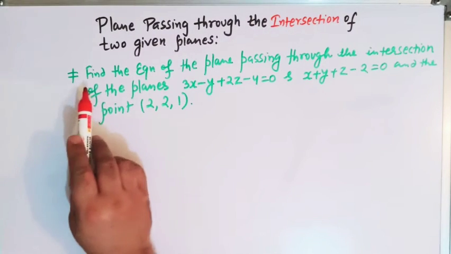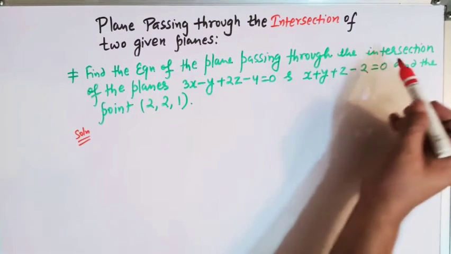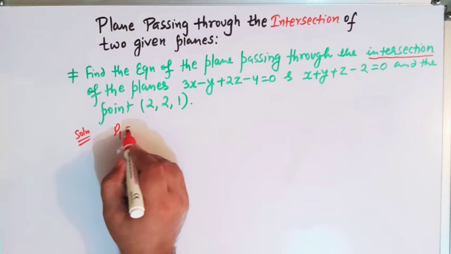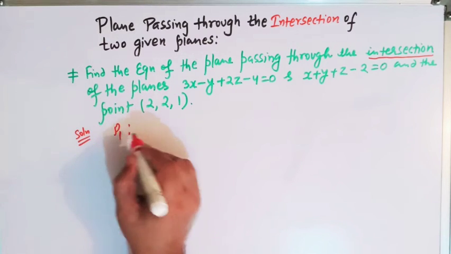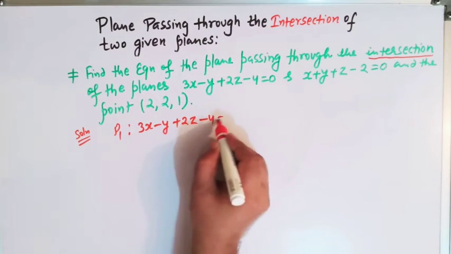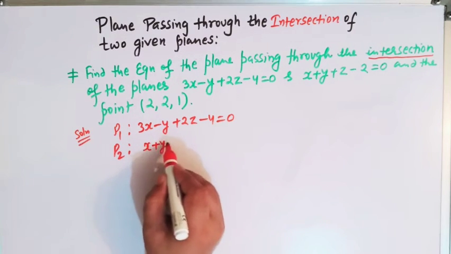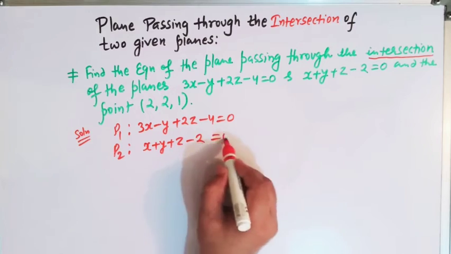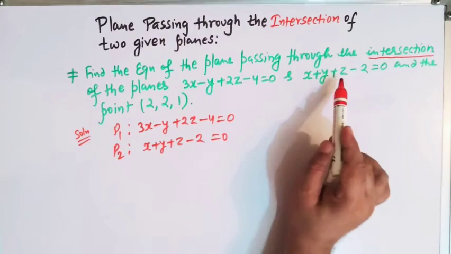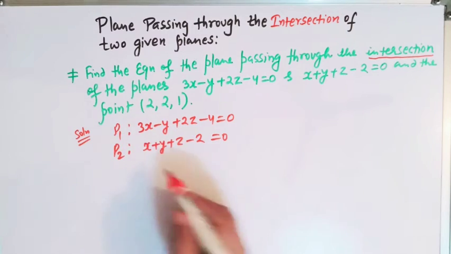Now let us take this problem. Here we have to find the equation of the plane passing through the intersection of the planes. The first plane is given by the equation 3x minus y plus 2z minus 4 is equal to 0, and the second plane is given by x plus y plus z minus 2 is equal to 0, right? So find the equation of the plane passing through the intersection of these two planes and the point (2, 2, 1), right?